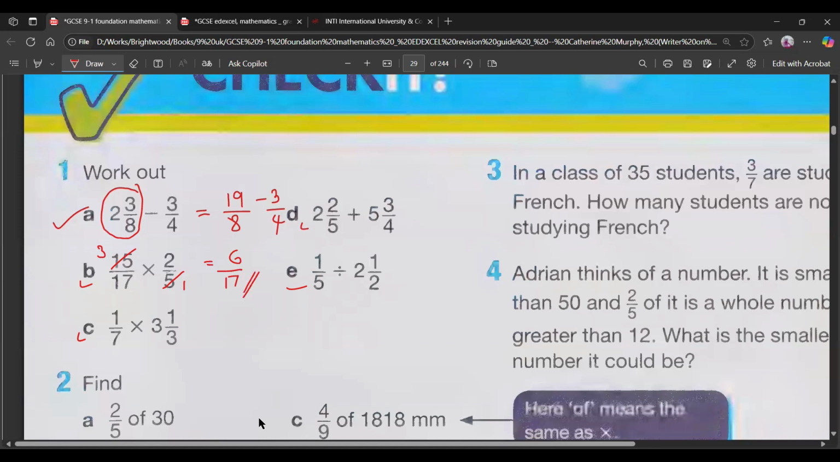When you multiply, you can cancel here, but still you have to convert for the improper. This value, please convert for the improper. Yes, I've done it. All right, do it. Take time, it's okay.